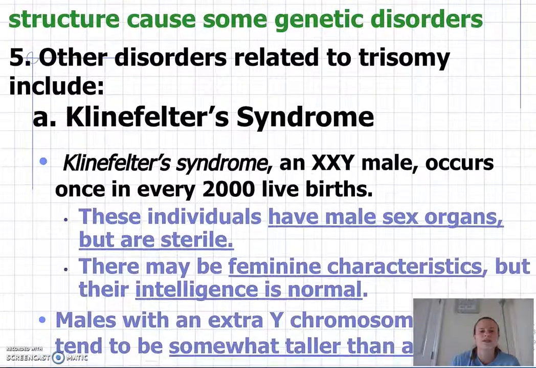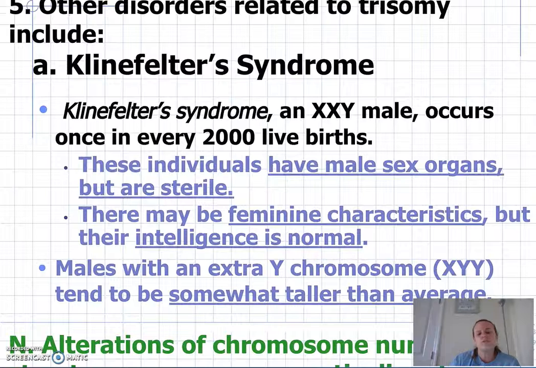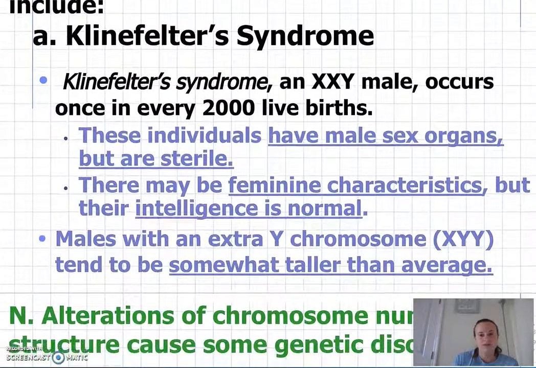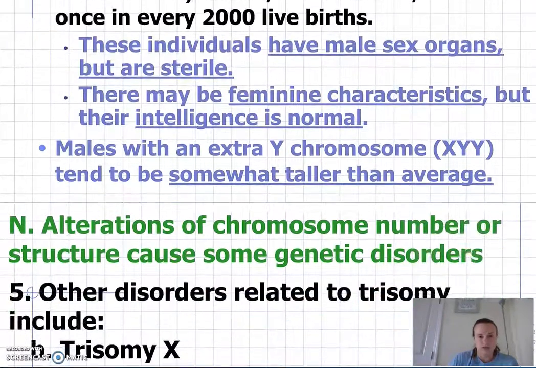Other disorders related to trisomy include Klinefelter's. Klinefelter's is when a male has XXY sex chromosomes. These individuals have male sex organs, but they're sterile. They have feminine characteristics, but their intelligence is normal.